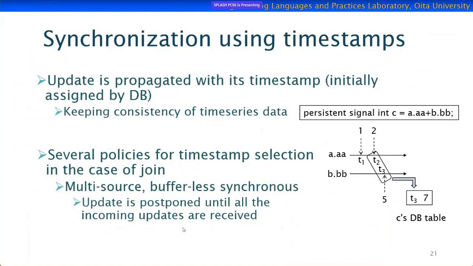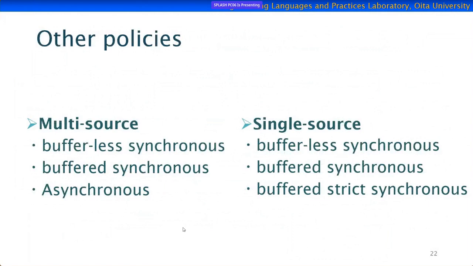For example, this persistent signal C is a join of A.AA and B.BB. In this diagram, the value of C is updated when the update of B.BB is received. The value is calculated using the latest value. So, it inserts the value 7 with timestamp T3 into C's corresponding database table. We also classified other policies. They are detailed in the paper.